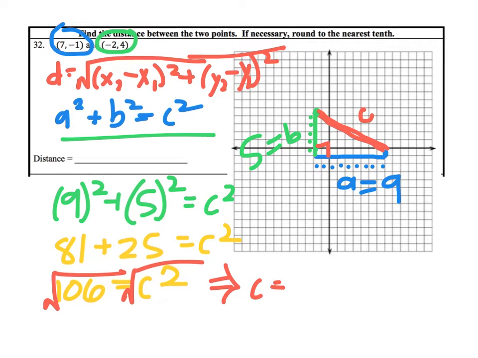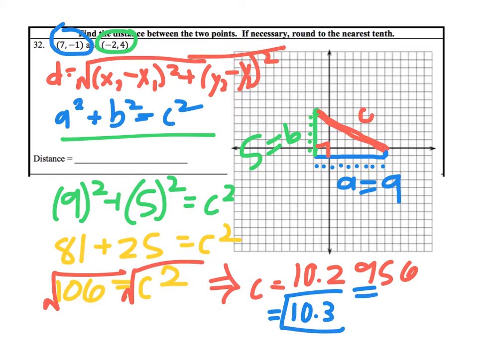When I do that, I get C equals 10.2956, and it goes on and on and on. We're rounding to the nearest tenth, so we need 1 decimal place. I notice that this digit is bigger than 5, so I can round up. So I'm going to say my final answer is 10.3. And that is your distance formula. We're going to do this one more time, probably a little faster, on the next slide. So go ahead and keep watching.